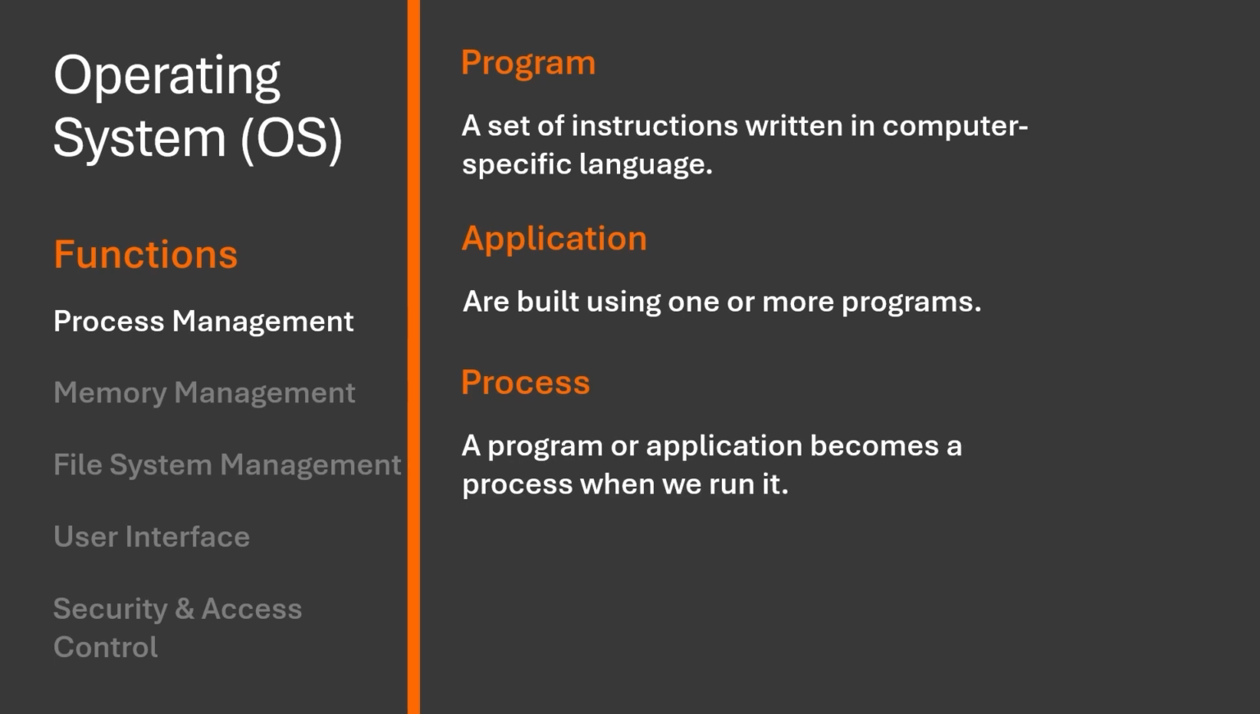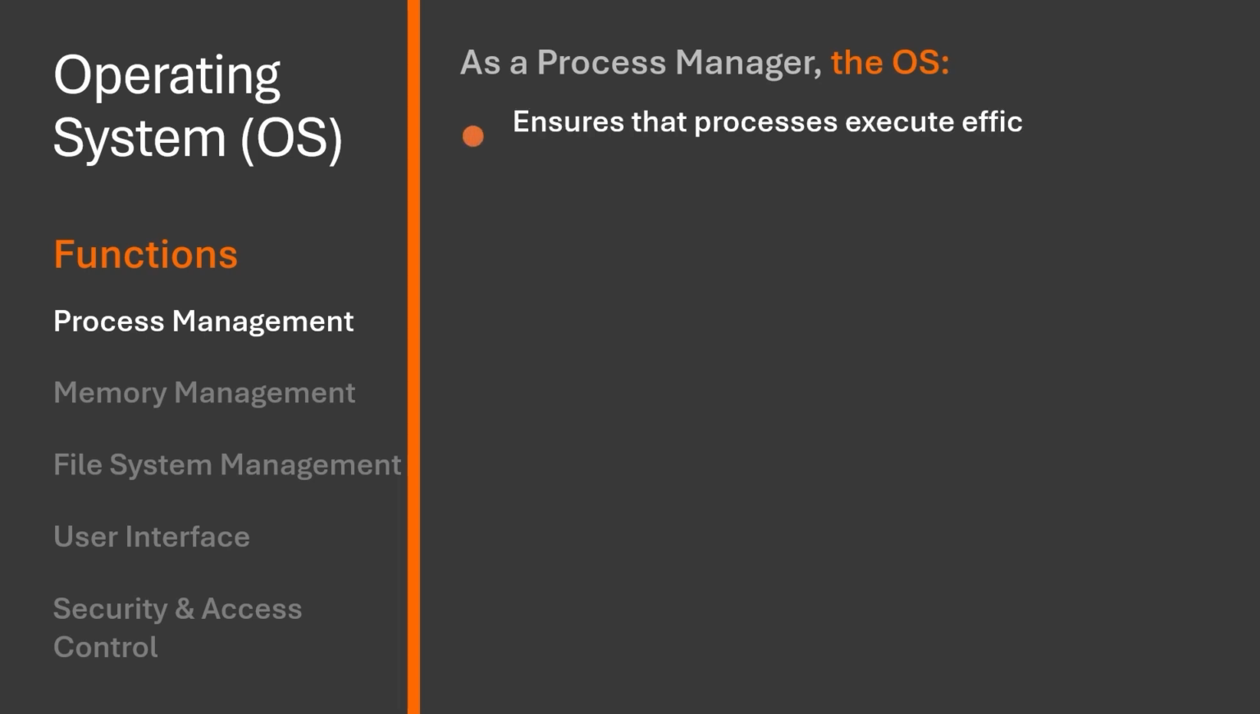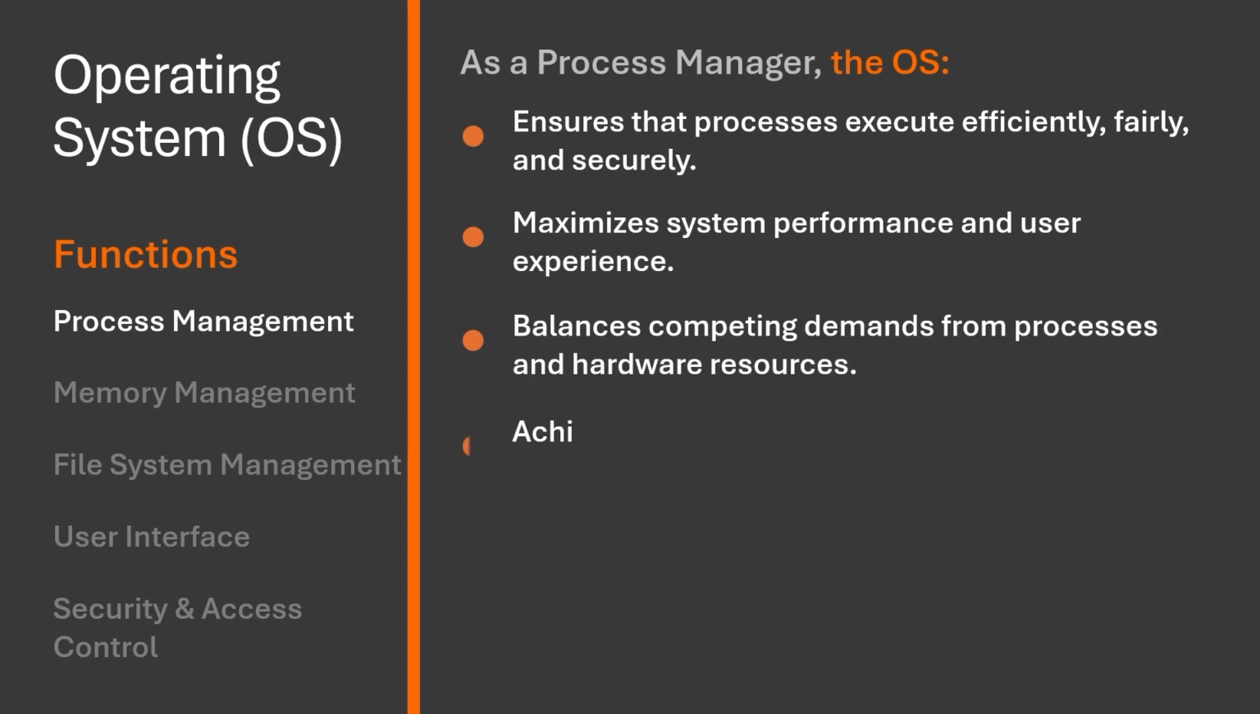For example, when you open Notepad, it transitions from a stored program to an active process managed by the operating system. So, a process is managed by the operating system and executed by the CPU. As a process manager, the operating system ensures that processes execute efficiently, fairly, and securely while maximizing system performance and user experience. It balances competing needs from processes and hardware resources to achieve seamless multitasking and system stability.